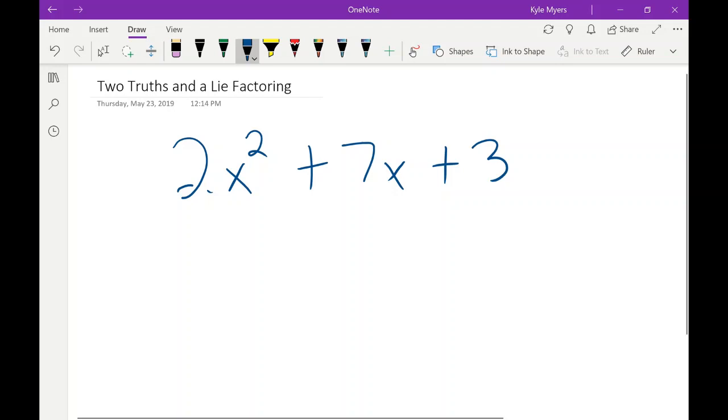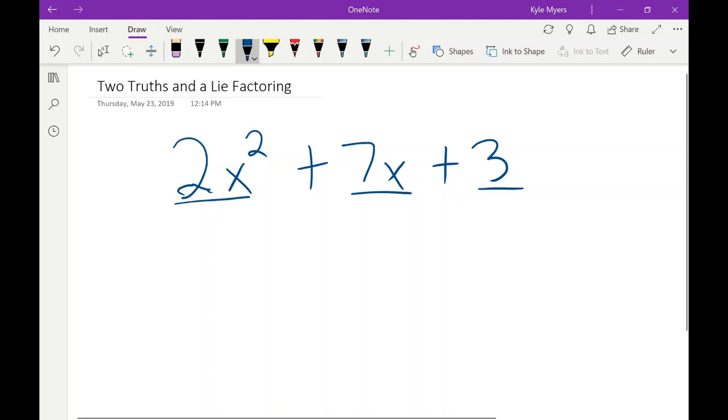If you watch my first video, you know the first thing you do whenever you factor is look for a GCF. What can I factor out of all three of these things? Nope, they don't each have an x. 3 doesn't have an x, so we can't factor that out. This one's a 2, it's a 7, it's a 3. They're all prime numbers, so there's nothing. So step 2, trinomial. That's what I got here. It's got 3 terms: 1, 2, 3.